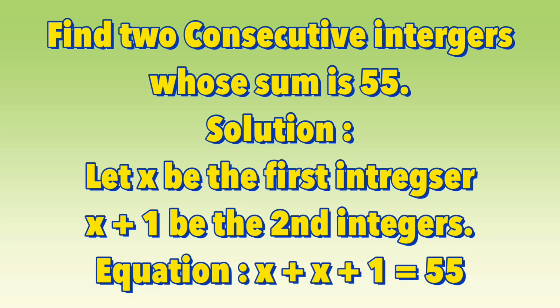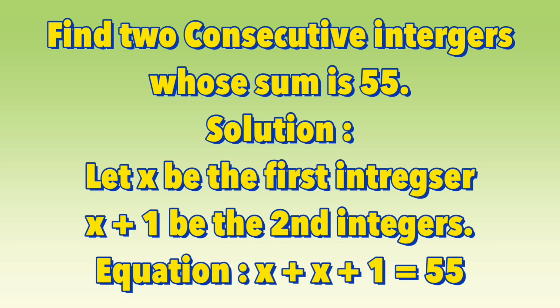So 9, 10, 11, 12 are called consecutive numbers. Okay, for our solution, we of course have to prepare a representation. Let x be the first integer, and x plus 1 be the second consecutive integer. So the equation now, since it's a sum, we're going to add the first and second integers: x plus x plus 1 equals 55.